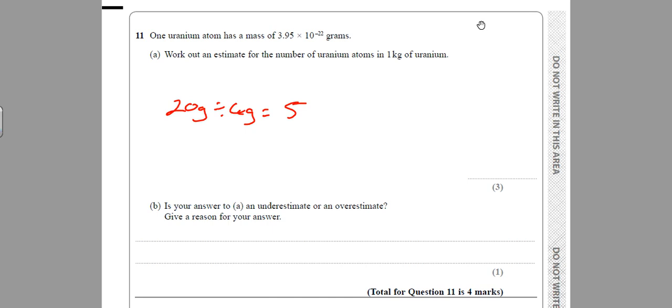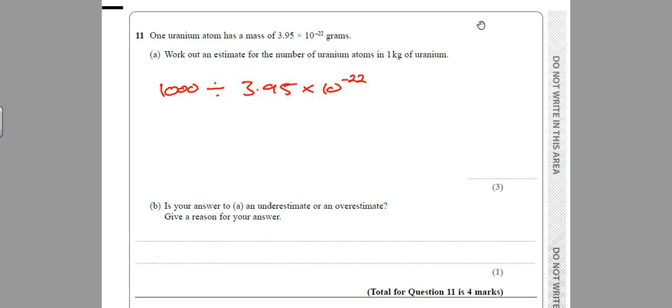So now, by making the numbers nice and easy, I've worked out what to do. So I've got to do 1 kilogram divided by this in grams. But notice that this is kilograms and this is grams. So I'm going to make this grams. So I need to do 1,000 grams divided by 3.95 times 10 to the power minus 22.